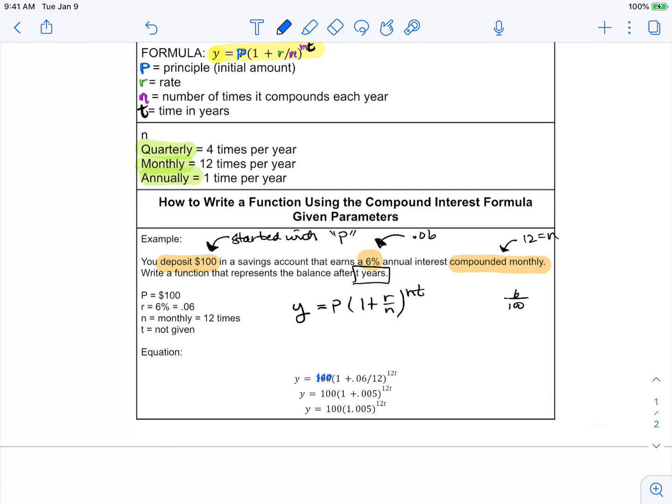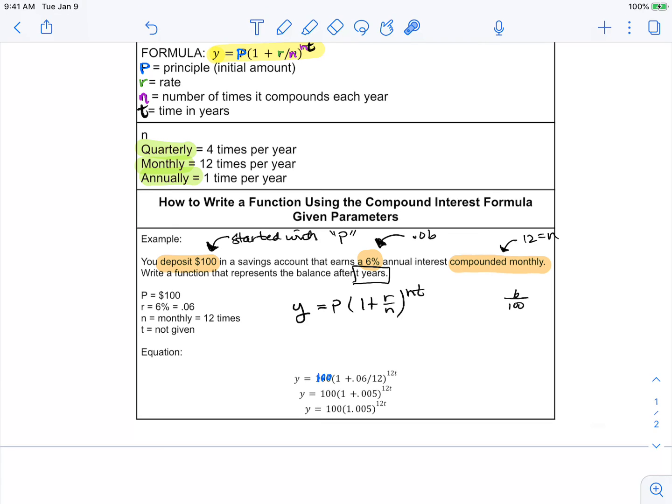And my 0.06, so this right here, this 0.06, well, that came from here. My 6%, I can write 6% is 6 out of 100, which is 0.06. That goes in for my rate. My N is the number of times it compounds per year. It says it compounds monthly, so that turns into a 12, and so does that. But my T, it didn't tell me how many years, so I'm going to put in T for my time.